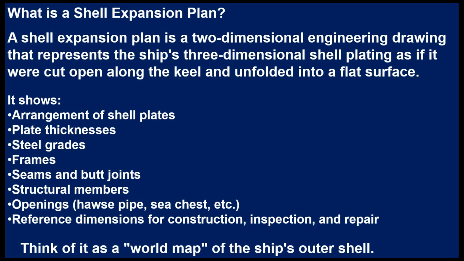This drawing provides complete information about the outer shell of the vessel. It shows the arrangement of shell plates, their thicknesses, steel grades, frame locations, seams, butt joints, important structural members, and openings, such as hawse pipes and sea chests. For shipbuilders, surveyors, and repair engineers, it serves as the primary structural map of the ship's outer shell.